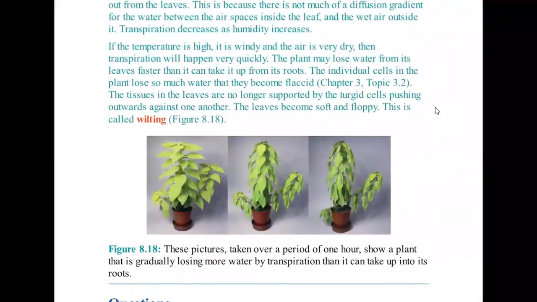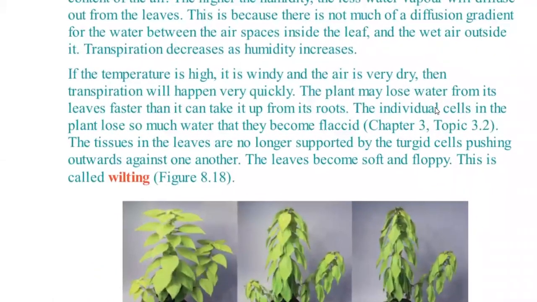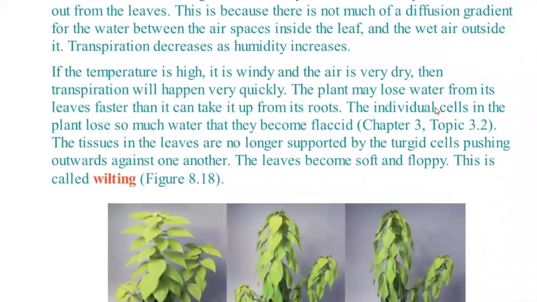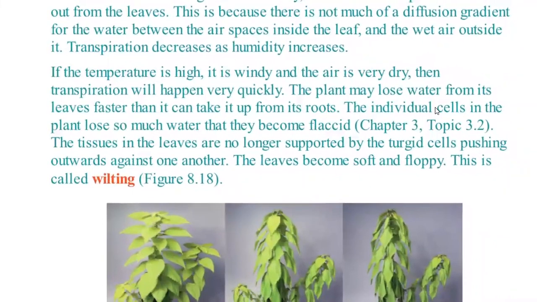So you should know this terminology of wilting, because I can just read over here that if the temperature is high, windy, and the air is very dry, then transpiration will happen very quickly. The plant may lose water from its leaves faster than it can take it up from the roots. So the individual cells in the plant lose so much water that they become flaccid. Cells become flaccid, but what we see in the leaves, we call wilting.